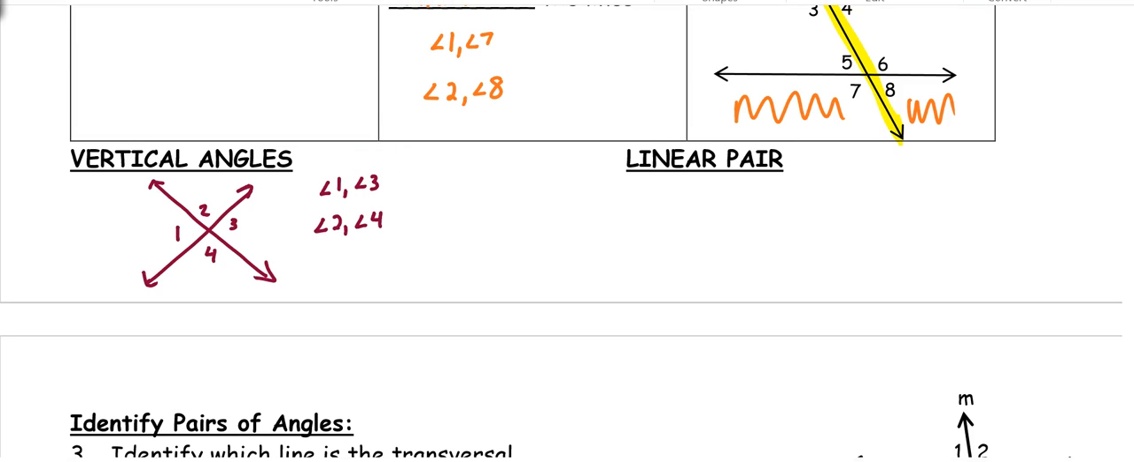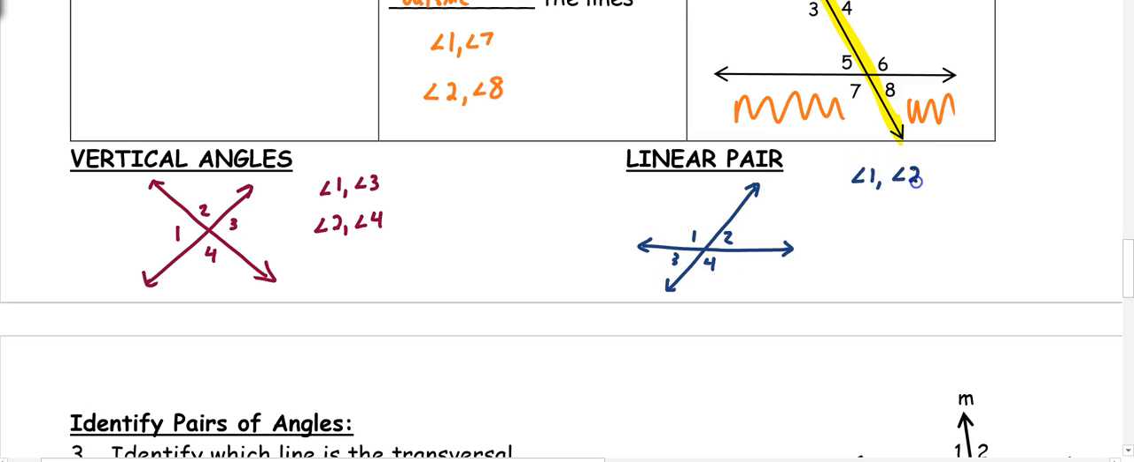Linear pairs are angles that form straight lines. So if I have two intersecting lines again, they're going to form a straight line. So we would say that angle 1 and angle 2 are linear pairs, and angle 3 and angle 4. Remember, in a linear pair, they're going to form a straight line always.